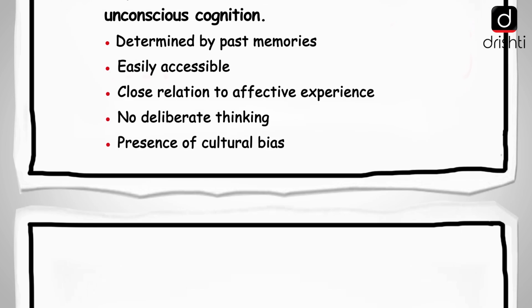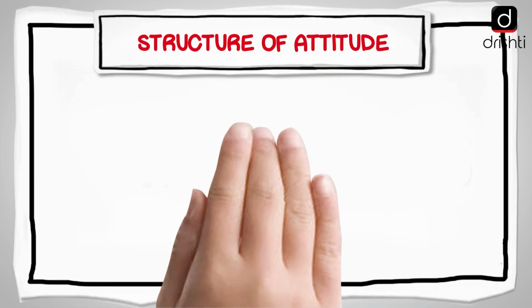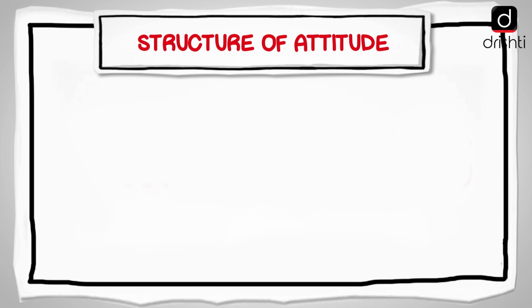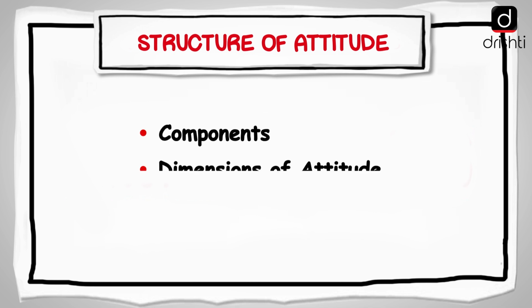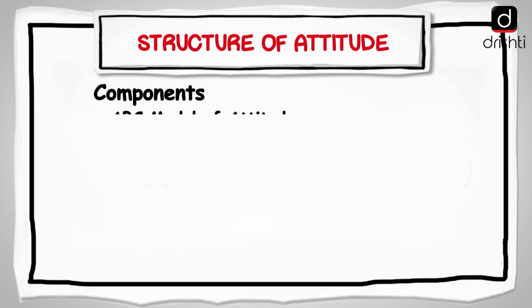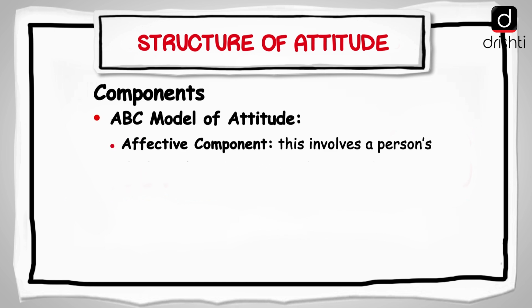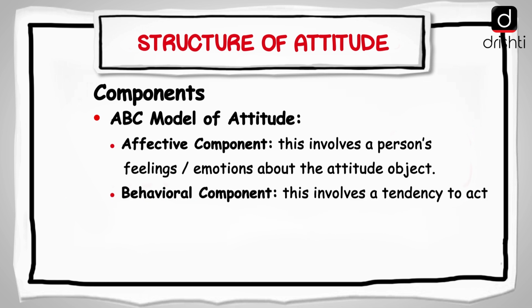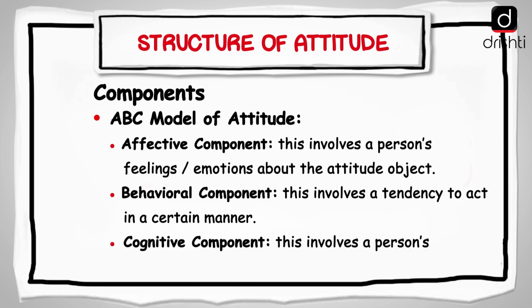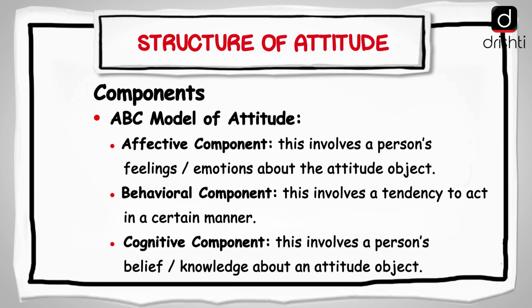Let's now shift our focus towards the structure of attitude. Structure comprises components and dimensions of attitude. Within structure, let's discuss components first. Attitude structure can be described in terms of three components, also known as the ABC model of attitude. Affective component. This involves a person's feelings, emotions about the attitude object. For example, I am scared of spiders.